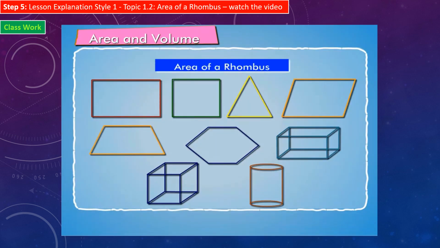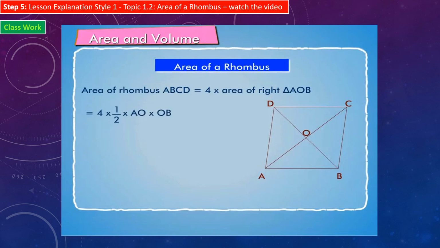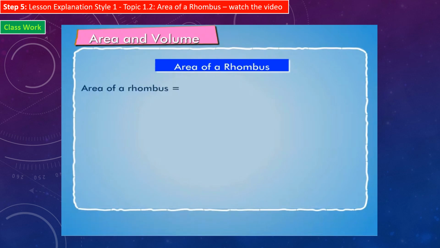We already know that the diagonals of a rhombus bisect each other at right angles and therefore divide the rhombus into 4 congruent right triangles. Area of rhombus ABCD given on screen is equal to 4 into area of right triangle AOB, which is equal to 4 into 1 by 2 into AO into OB, which is equal to 4 into 1 by 2 into 1 by 2 AC into 1 by 2 BD, which is equal to 1 by 2 AC into BD. Hence, area of a rhombus is equal to 1 by 2 into product of the diagonals.